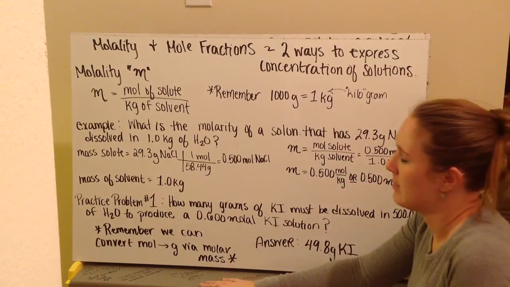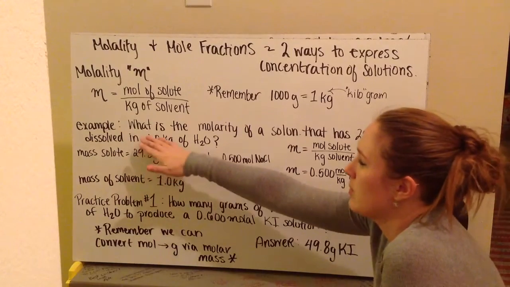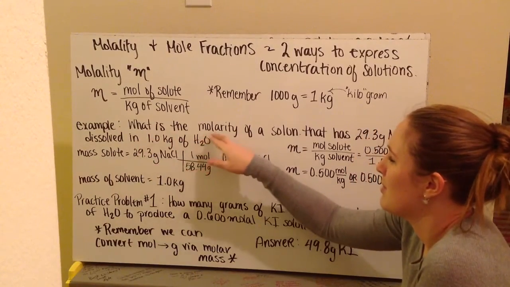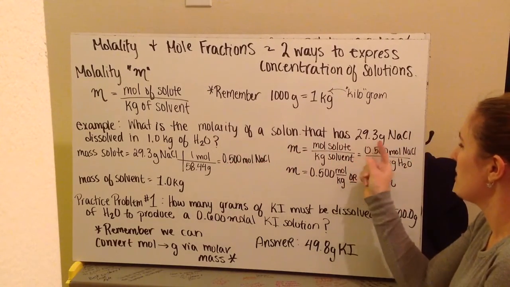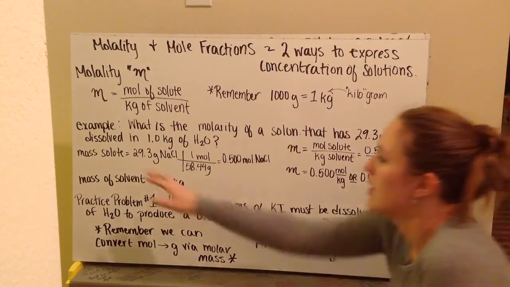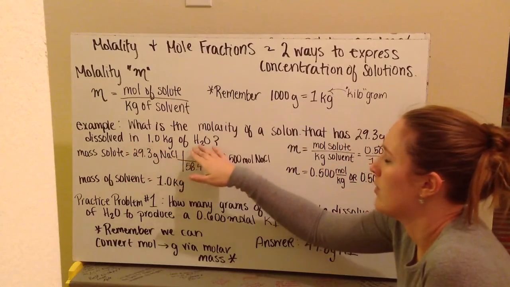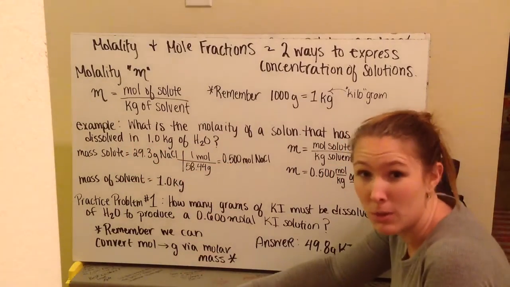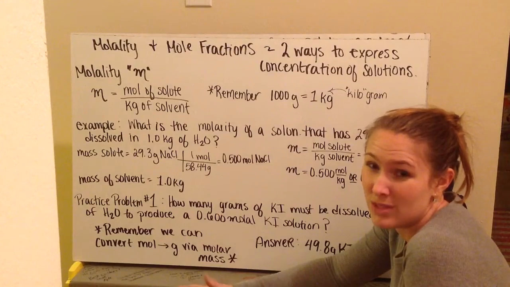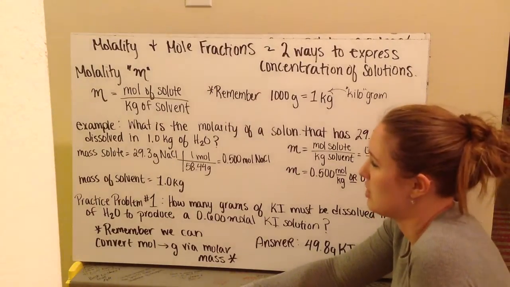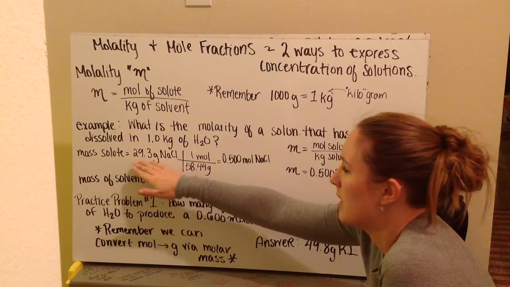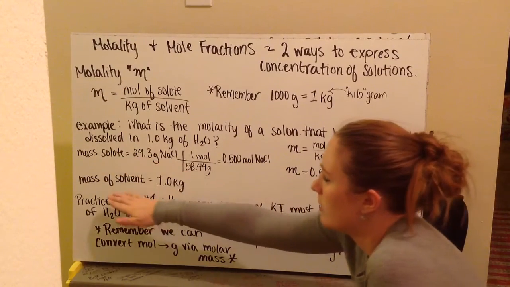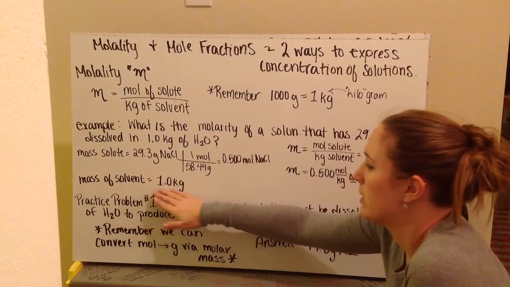So what about an example of this? An example would be: what is the molality of a solution that has 29.3 grams of sodium chloride dissolved in 1 kilogram of water? This is similar to molarity, just using different units, so looking at a different type of relationship. In our problem, we're given the mass of our solute to be 29.3 grams, and we're given the mass of our solvent to be 1 kilogram.